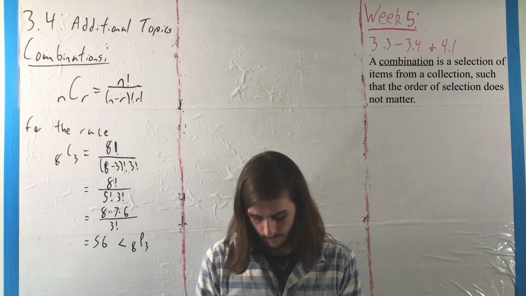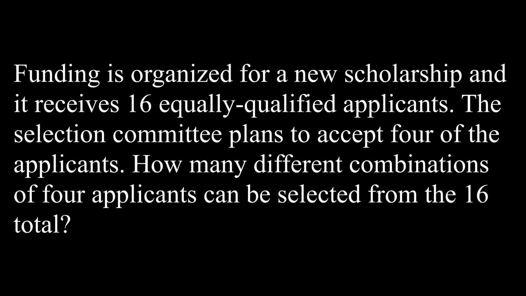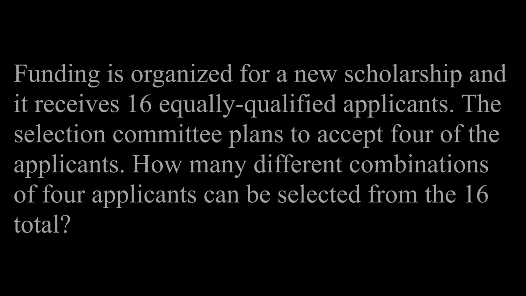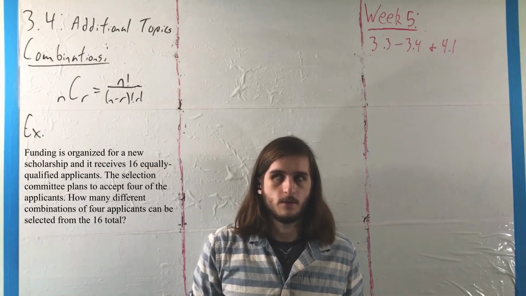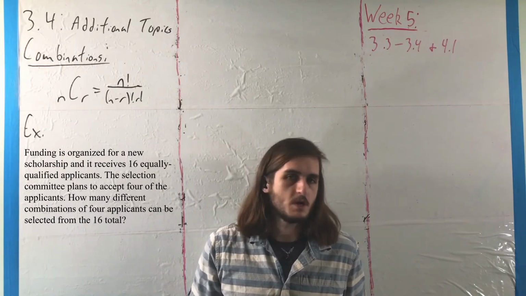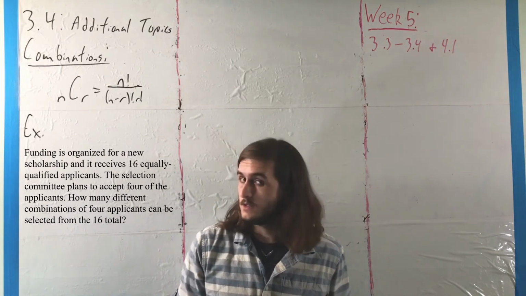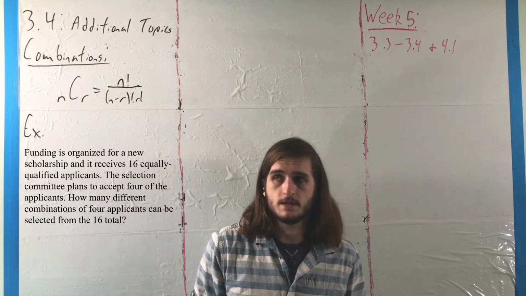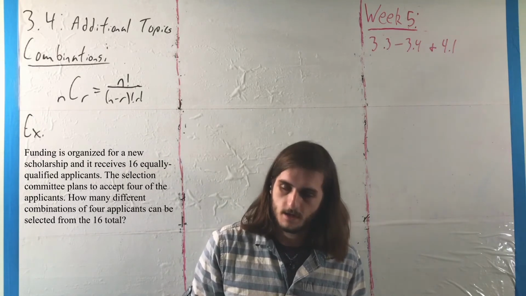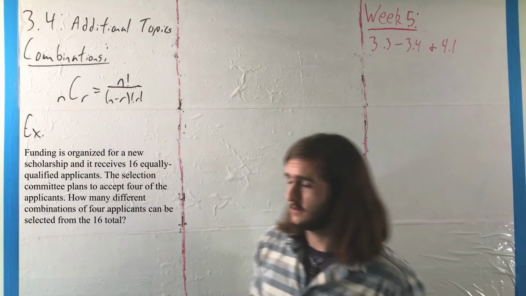And to see this a little further, we're going to look at another example. So here we have that funding is organized for a new scholarship and it receives 16 equally qualified applicants. The selection committee plans to accept 4 of the applicants, where we want to find how many different combinations can be selected from the 16. And we're making the assumption here that for those 4 selected, there's no special arrangement of the scholarships. They're all equal, so whoever gets it first is the same as whoever gets it last. Except that maybe the person who gets it last will be a little bit more stressed, but financially they're in the same boat.